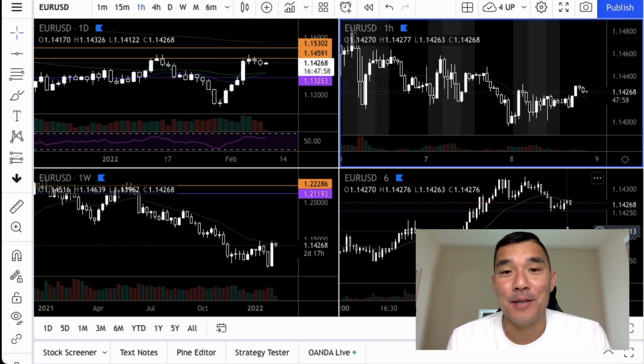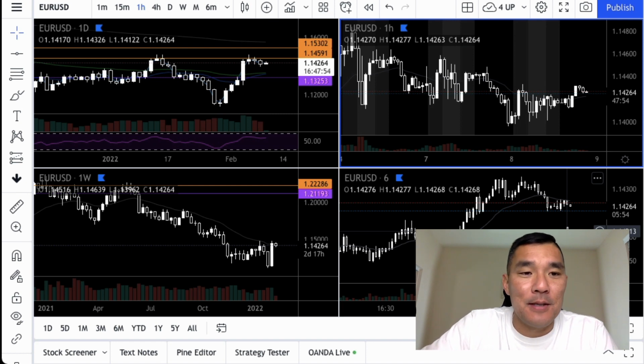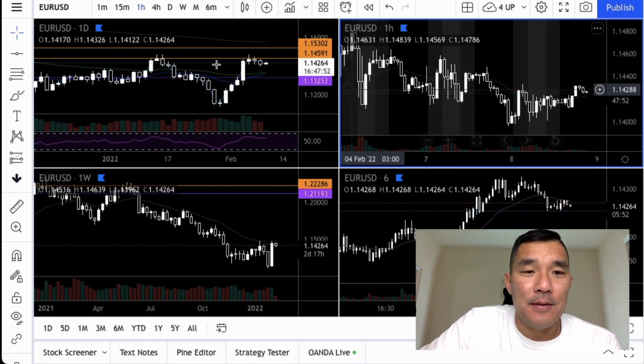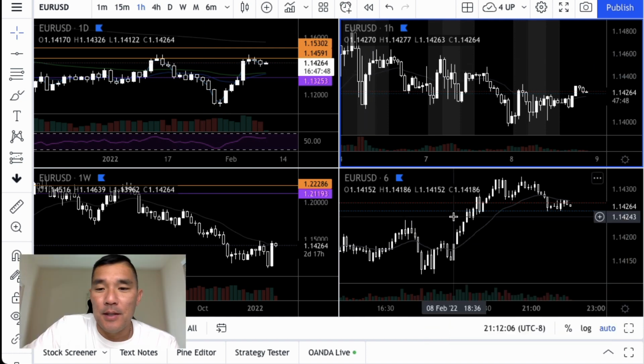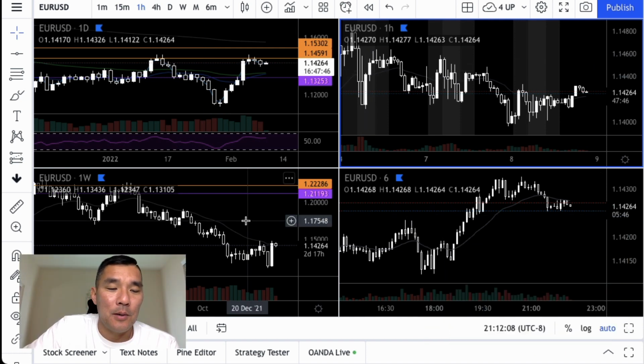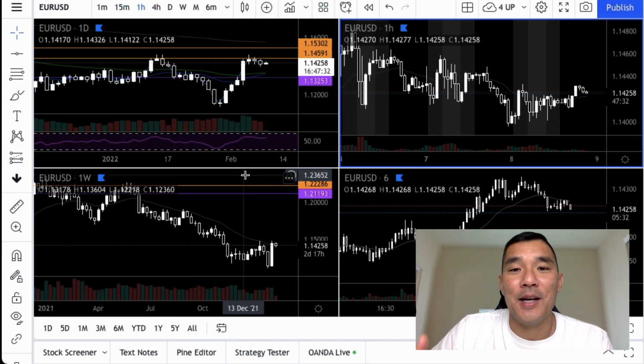Another thing to look out for is support and resistance levels on a higher time frame. So I like to set up my charts like this, and I have the daily on the upper left here. I have the hourly, the 6 minute in the lower right, and the lower left is the weekly. So I can see all of the time frames put together, and I can see if price is hitting a support or resistance level on a higher time frame.